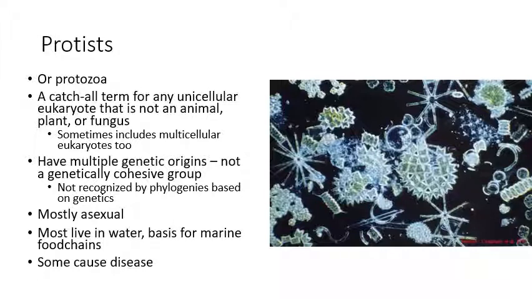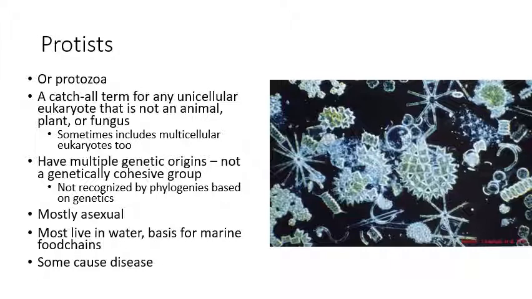Since it's like a grab bag group, they're not all closely related to each other genetically. They don't belong to a single cohesive group based on genetics or phylogenetics. So it's a strange grouping that as we add more details to the tree of life, we might at some point stop using, because it's not based on genetics, and it's not based on evolutionary relationships. Most protists are asexual, and they mostly live in the water, where they form the basis for marine food chains, like plankton.